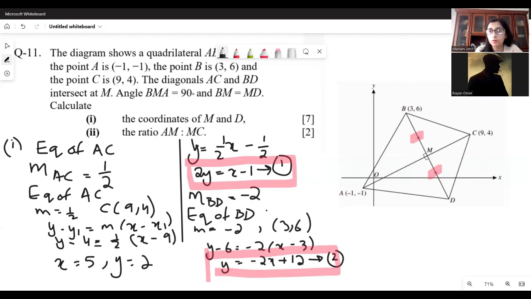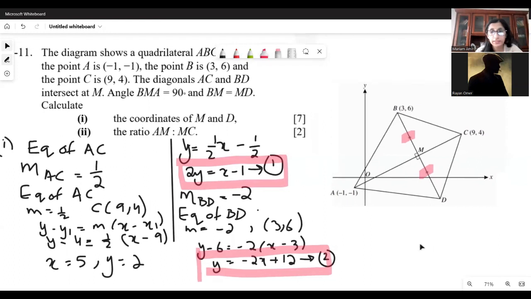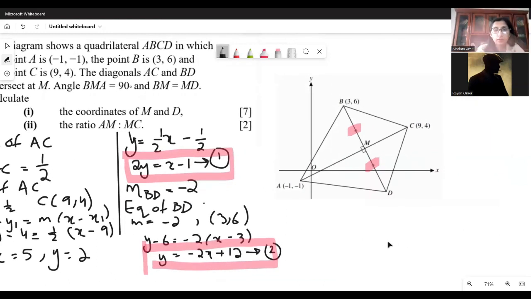Now, how will you find the coordinates of C? Sorry, C is already known. What do you need to find? D. Find the coordinates of D. So M came out to be (5, 2). We can do this using movement. Since M is the midpoint, how many units right are you going from B to M?